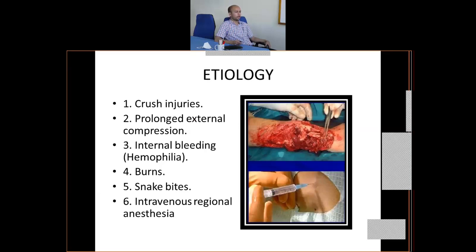Now, what are the other causes? Any crush injuries, prolonged external compression, internal bleeding, burns, snake bites, and intravenous regional anesthesia. These are unusual or uncommon causes. The most common cause, as I have told, is supracondylar fracture. Then crush injuries, external compression, and so on.